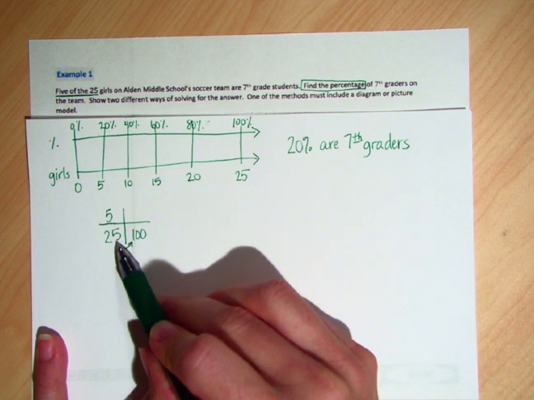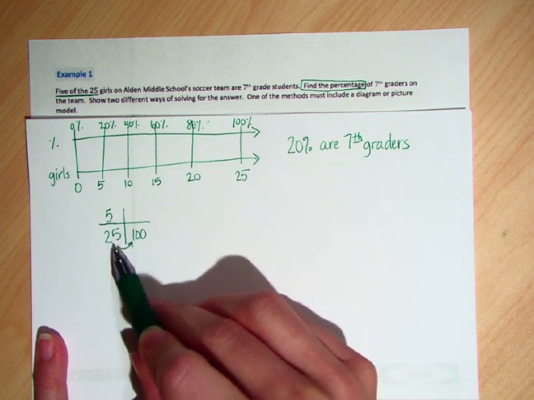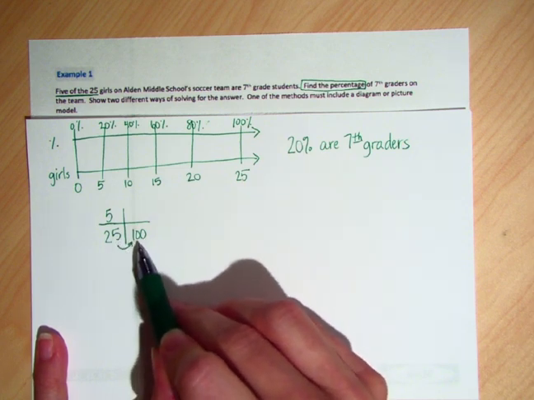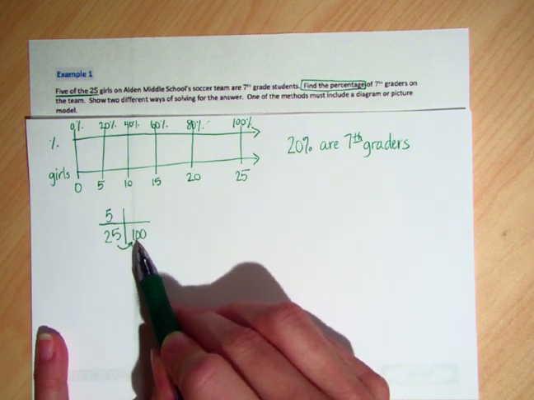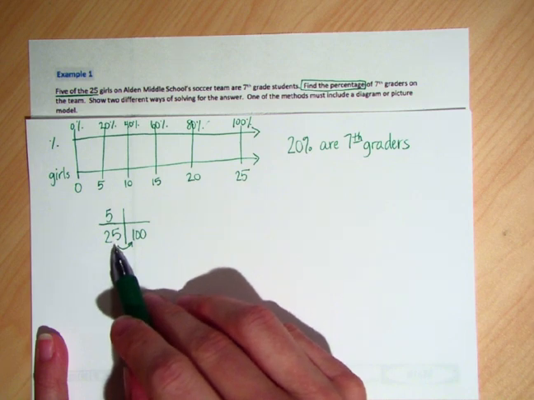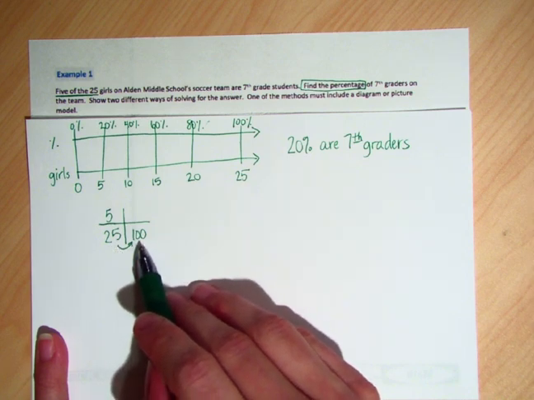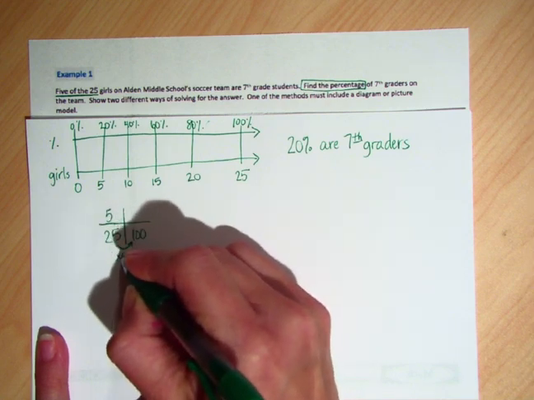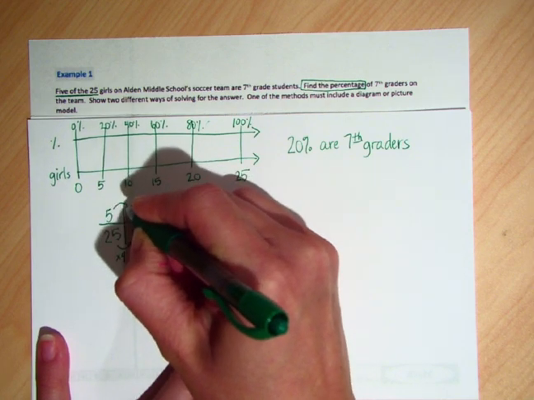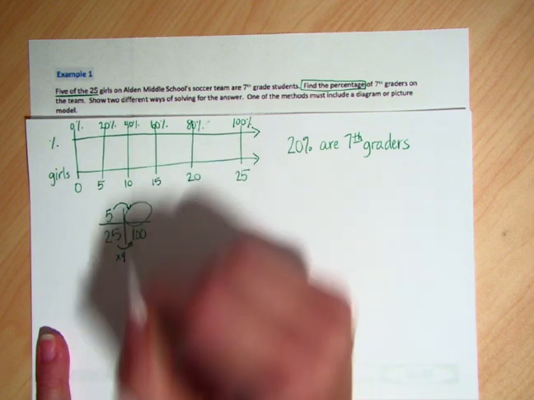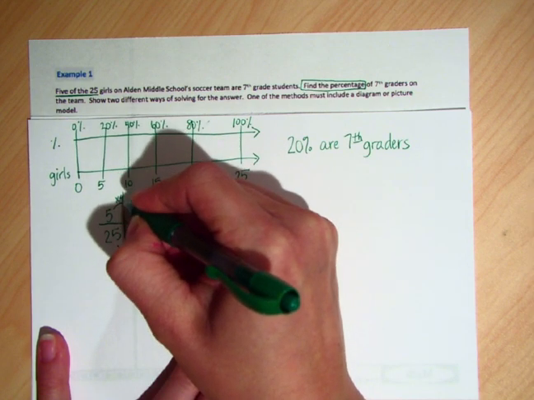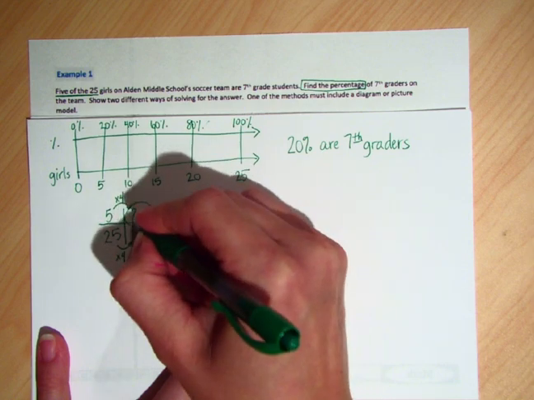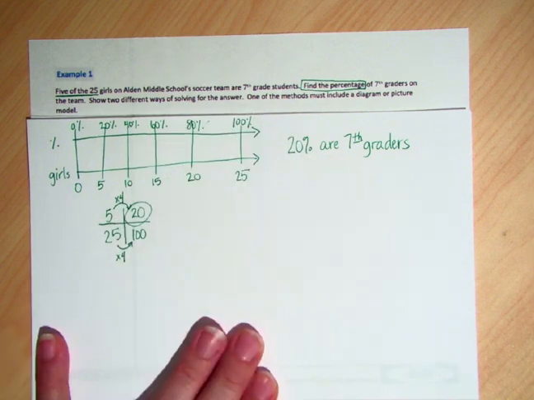Now, this doesn't always work because this number is not always compatible with 100. Sometimes you might have to go down to the unit rate and then get to 100. But because 25 is like a quarter, I know it's compatible with 100. So to get from 25 to 100, I'm going to multiply times 4. To get from 5 to my percentage that I'm looking for, I do the same thing. 5 times 4 is 20. So here again we have 20% are 7th graders.